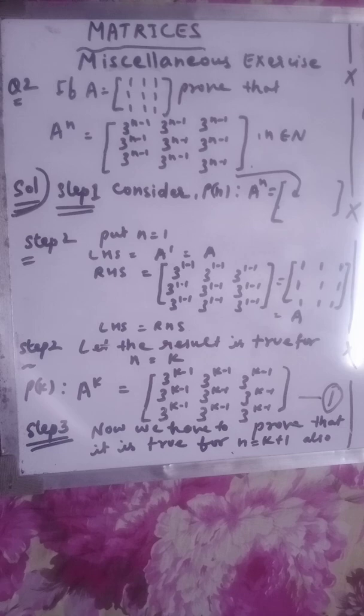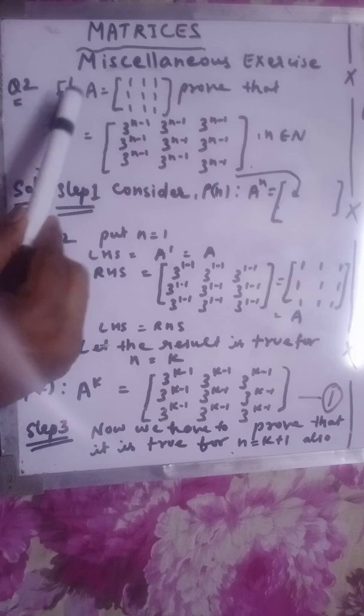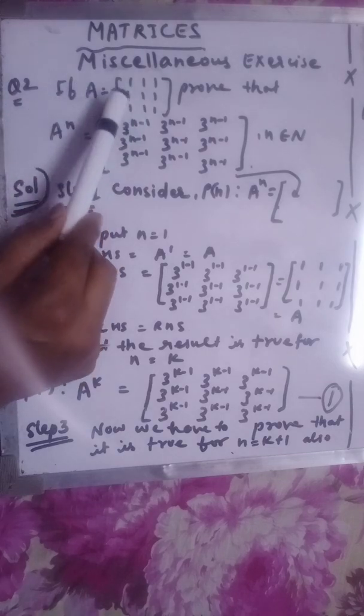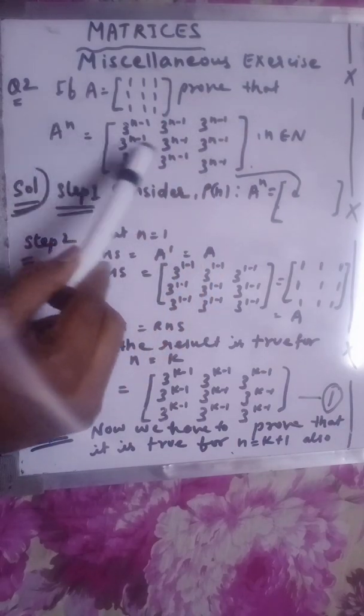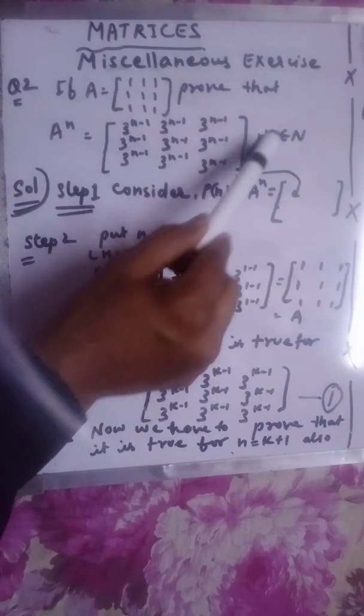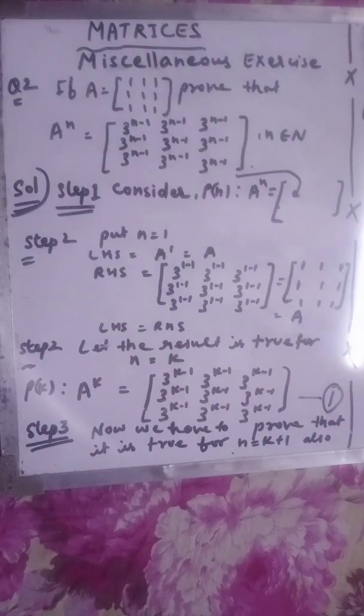Hello everyone. In this video, we are going to solve miscellaneous exercise question number 2. Fine. So in this question, a matrix is given to us and we have to prove that A raised to power n is equal to this matrix, where n belongs to any natural number.